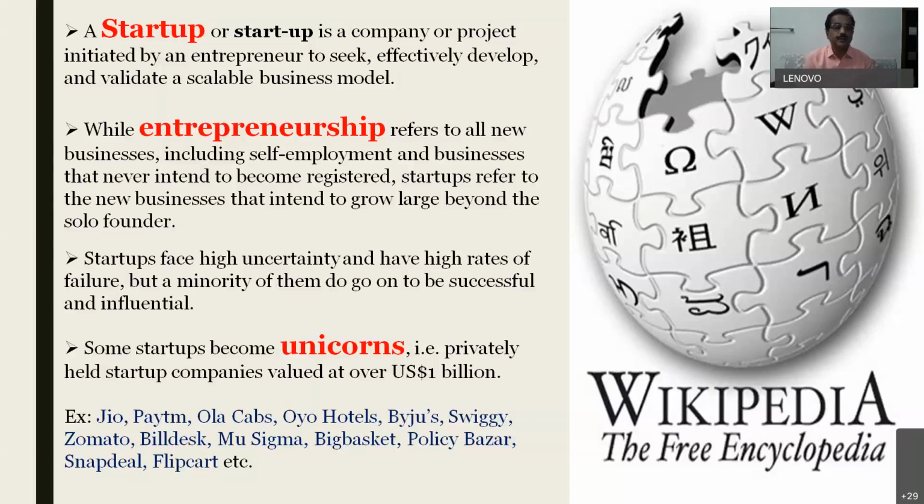Jio is one, Paytm, Ola Cabs. You all know how Paytm revolutionized payments without having a physical branch anywhere. Similarly, Ola Cabs, no physical cab. Oyo Hotels never owns a hotel. Byju's, Swiggy, Zomato, BillDesk, Big Basket, Policybazaar. There are several such examples. I've taken only Indian unicorns, right?